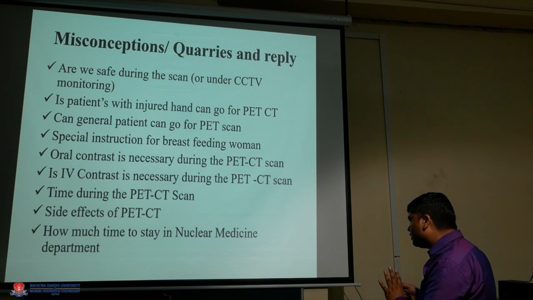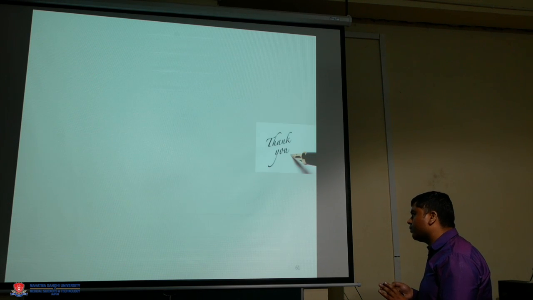Side effect of PET-CT is near none. How much time to stay in the nuclear medicine department? Around 2 to 4 hours.